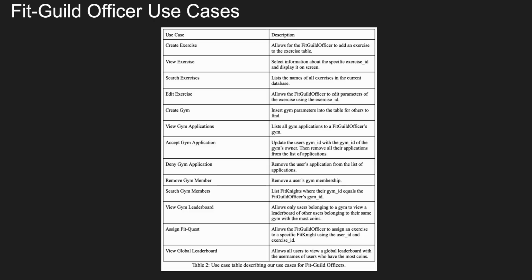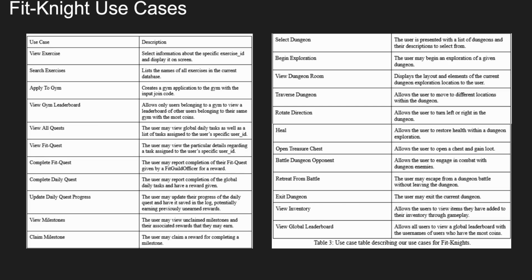They can also view the gym's leaderboard and view the global leaderboard. And these are the use cases for the Fit Knight. So the Fit Knight can also view and search exercises. They can apply to a gym. Again, they can also view the gym's leaderboard. They can also view all of their quests that they've been assigned, as well as view the details of each individual fit quest. They can complete those fit quests and complete daily quests. They can update the daily quest progress, view milestones and claim milestones.